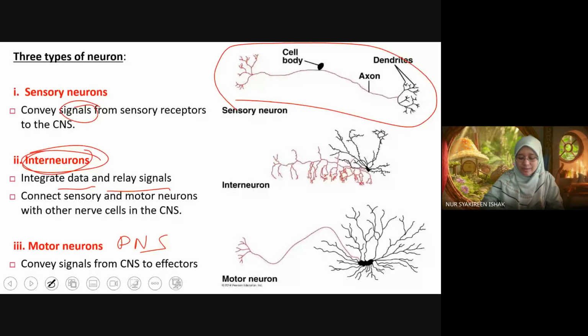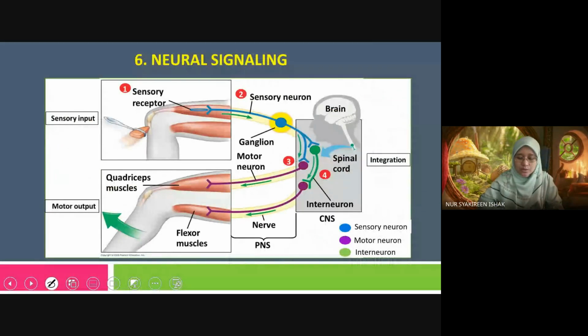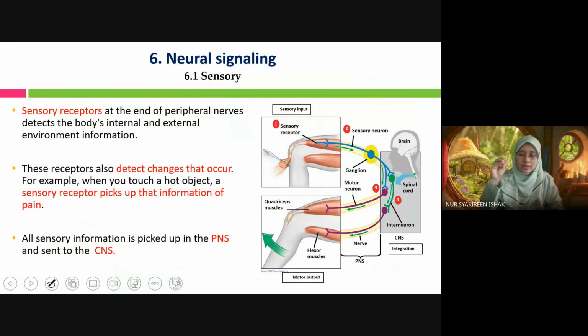So motor neurons convey signals from the central nervous system to the effector. An effector can be your muscle, which will contract, for example, or the motor neurons will be connected to endocrine glands, causing glands to produce and secrete hormones. Or the motor neurons will be connected to other neurons until it reaches the target tissues. If you look at this diagram, it shows you the transmission of impulse along the sensory neuron, interneuron, and the motor neuron.